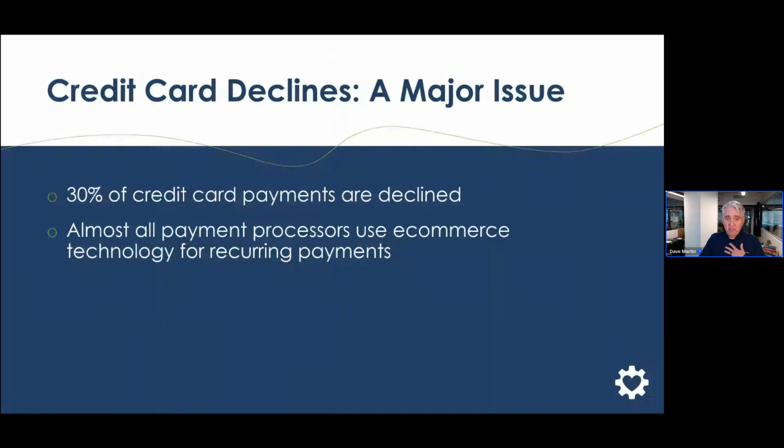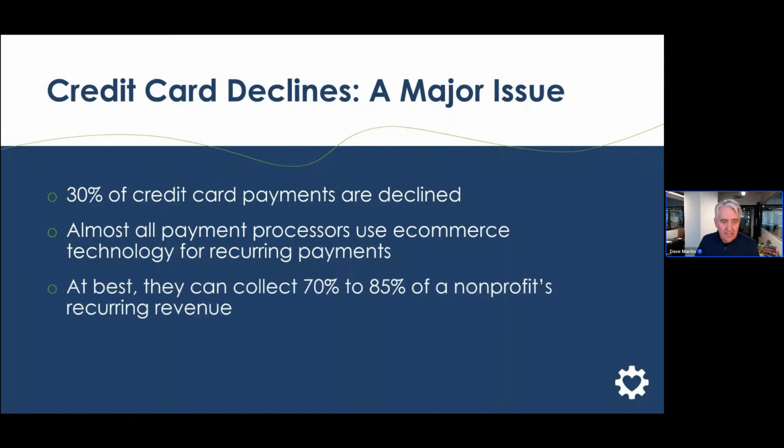As a payment processor, CharityEngine, we do not. We do offline payment processing, which means you're going to get higher conversion rates. At best, they can collect 70 to 85%. We guarantee 90%. This isn't a commercial. I'm just telling you. These are so important.